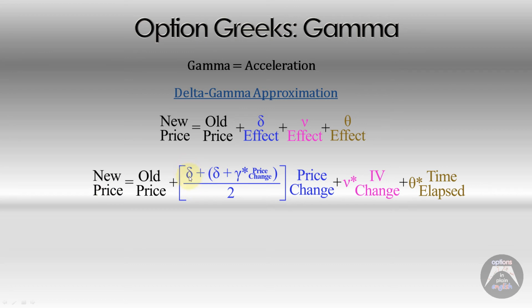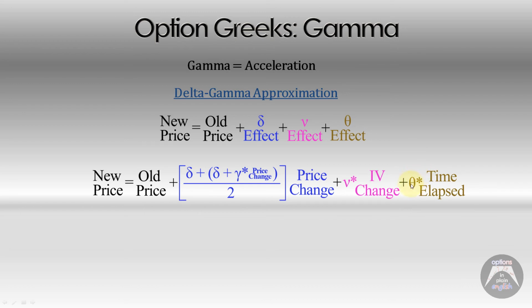So you're going to have delta plus the delta at the end, which is going to be delta plus gamma times the price change, which is what we talked about. Delta is going to change as the underlying price changes by a factor of gamma. So delta plus gamma times price change divided by 2, which is the average of those two numbers, times the price change. And then Vega times the change in implied volatility. We haven't talked about this, but this is basically the formula. And then theta times the time elapsed.